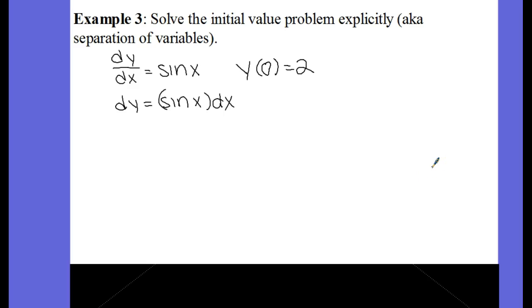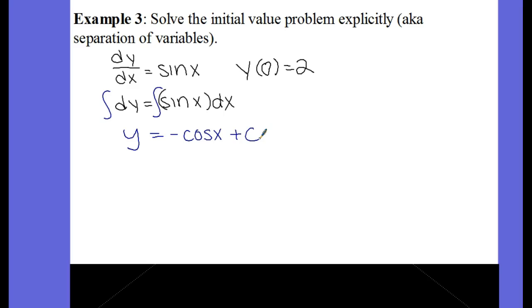Integrate both sides. So you get y equals negative cosine x plus c.